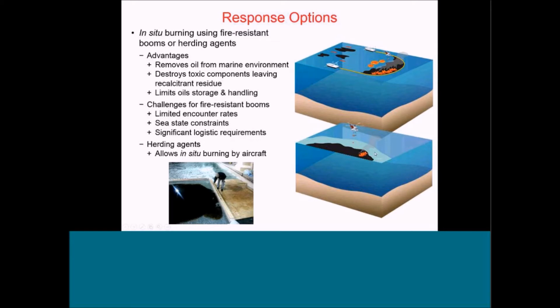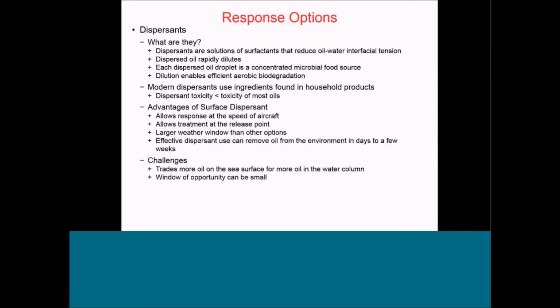All right, so the next few slides I'm going to describe the response tools that we have. So we call this the response toolbox. And at a high level, it's 3 active response options and then 1 option where we monitor and evaluate. The active response options are to use mechanical recovery with booms and skimmers. So corral the oil in a boom and then put a skimmer in it to recover the oil, and I'll have another slide to describe some of the details of that.